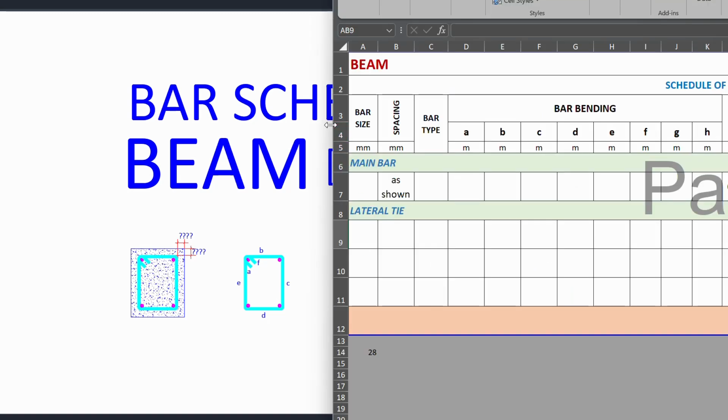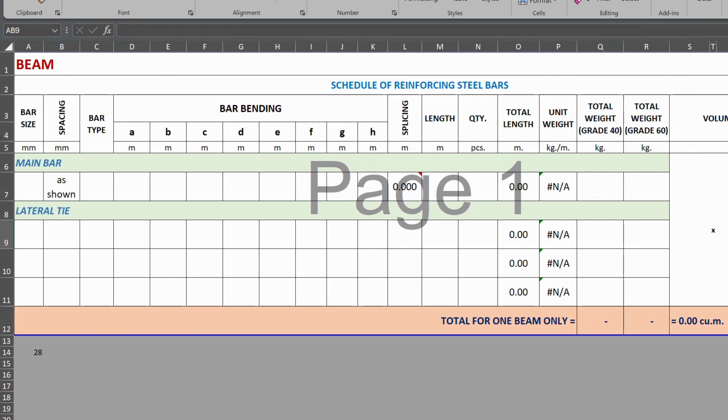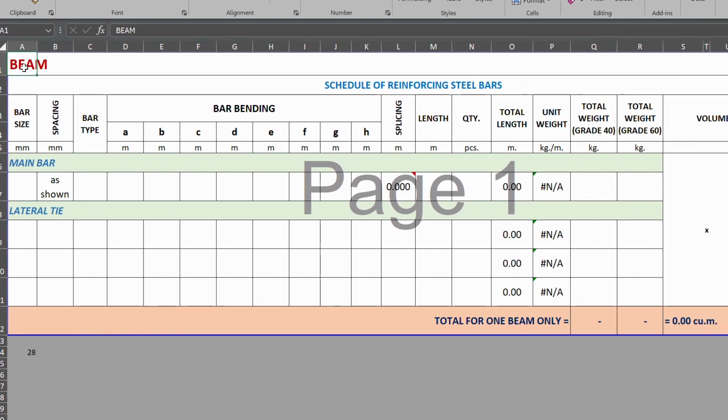Again, let's get back to the format of our Excel file. I just changed it from column to beam. Then, same as before, we have main bars and lateral ties. No, this is not lateral ties anymore, because that is for columns. For beams, they should be stirrups. I'm glad I noticed that. So delete that first.